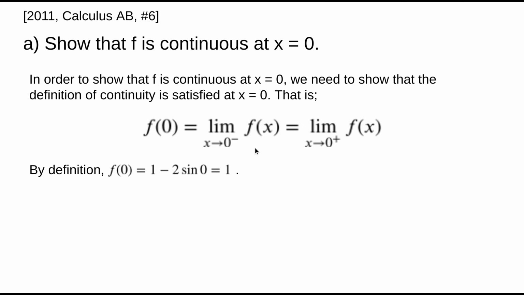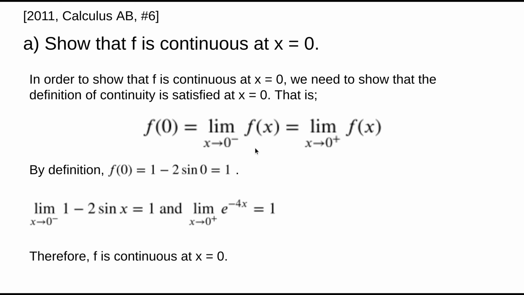All right, so step by step, by definition of the function f, we can plug in 0 for x. f of 0 is 1 minus 2 times the sine of 0, which is just going to be 1 minus 0, which is 0. I'm sorry, 1. And then if I look at the limit as x approaches 0 from the left of 1 minus 2 sine of x, that is equal to 1. And the limit as x approaches 0 from the right of e to the negative 4x, that is also equal to 1. So f of 0 equals 1, and both limits equal 1, so we have a continuous function at x equals 0.